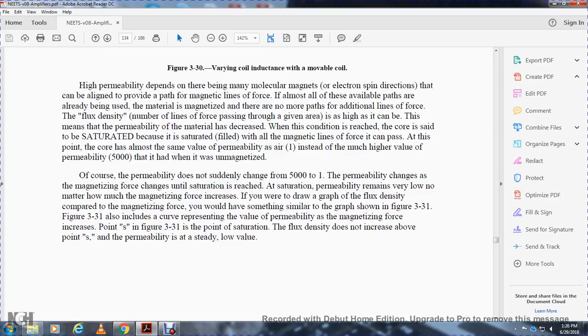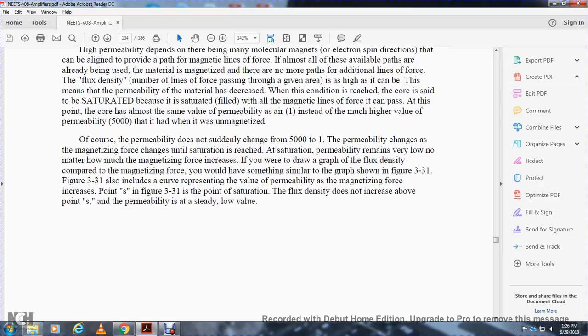High permeability depends on many of the molecular magnets being able to align with the direction of the field, providing a path for magnetic lines of force. At some point, all these available paths are already being used. The material is magnetized and there are no more paths for additional lines of force. Flux density, the number of lines of force passing through a given area, is as high as it can be. This means the permeability of the material has decreased. When this condition is reached, the core is said to be saturated, because it has all the magnetic lines of force it can hold. At this point, the core has the same permeability as air, a value of 1, instead of the much higher value of 5,000 it had when unmagnetized.